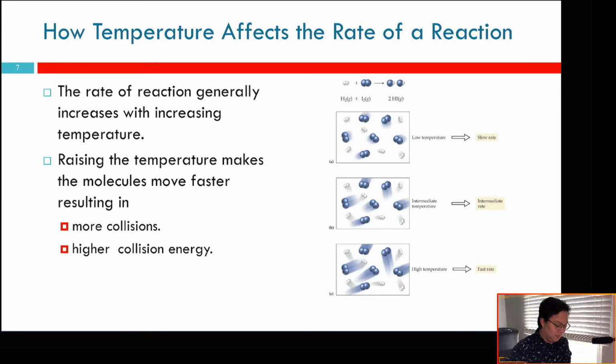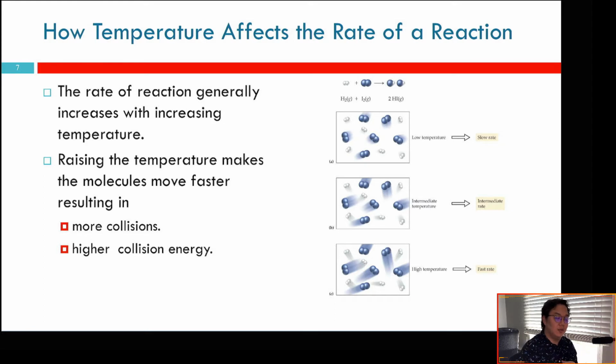The other thing, and we talked about this already a little bit, that affects reaction rate is temperature. Because again, we're trying to get past that energy barrier. We need particles that are moving fast enough to react. So the rate of reaction generally increases with increasing temperature. If we raise the temperature, we're making the molecules move faster, resulting in more collisions.